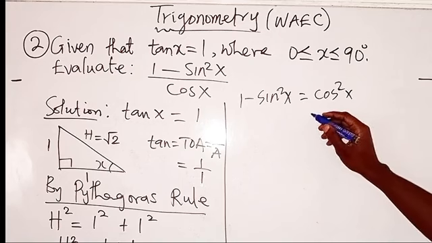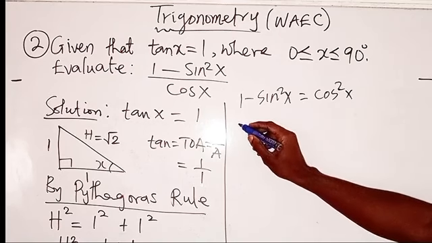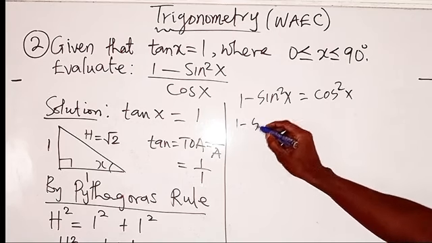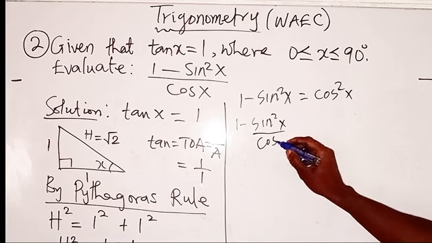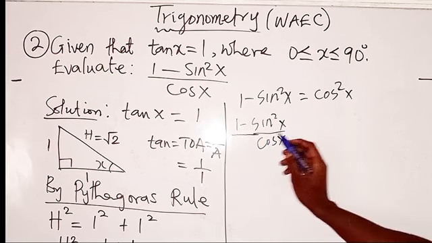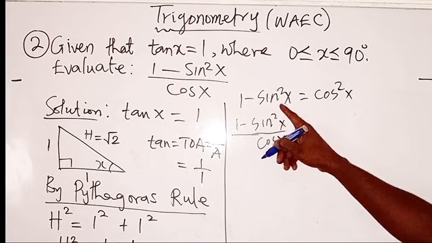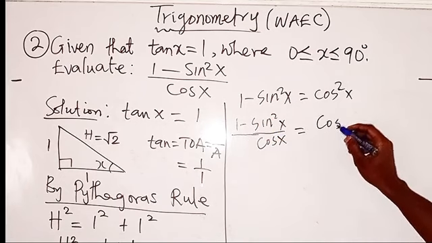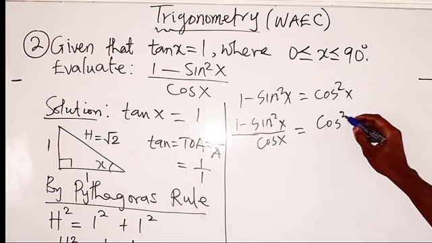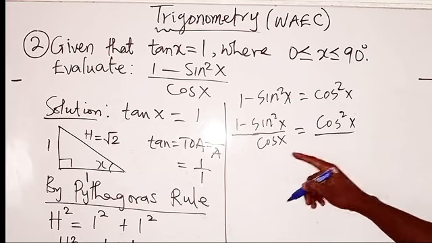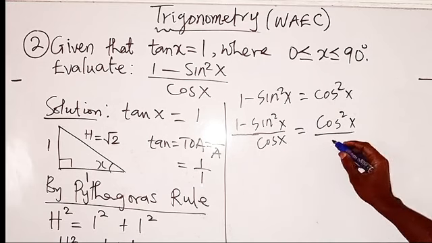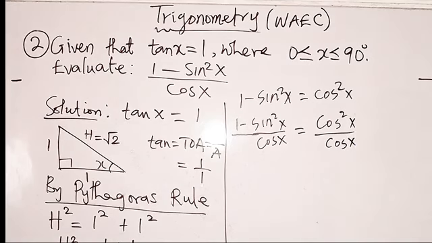Okay, so which is telling us that what we are asked to find is 1 minus sine square x over cos x, like this. So anywhere we see 1 minus sine square x, we're going to replace it with cos square x, right, over, and we have cos x here. Are you getting it now?